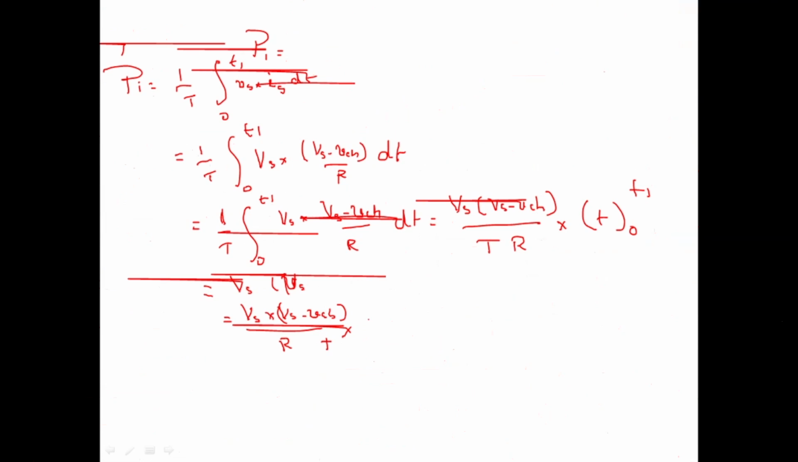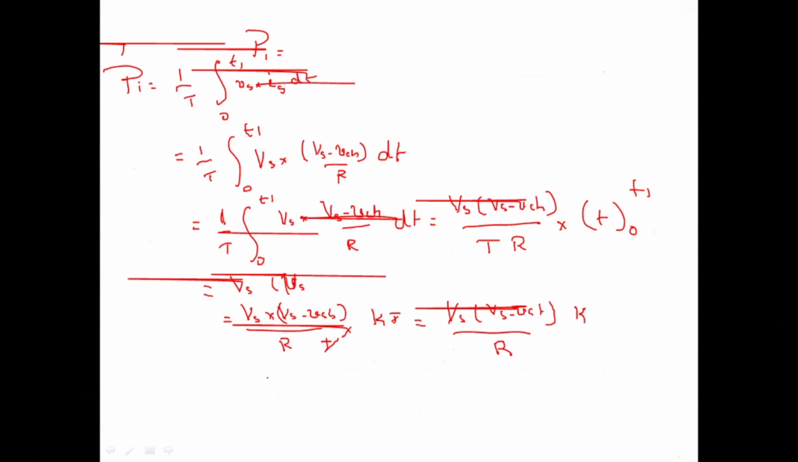This T cancels, divided by T. T1 means KT, because here the integration becomes T1 minus 0, which is T1. T1 is in the sense KT. So that T cancels each other. That's the reason Vs, then Vs minus V chopper divided by R into K.